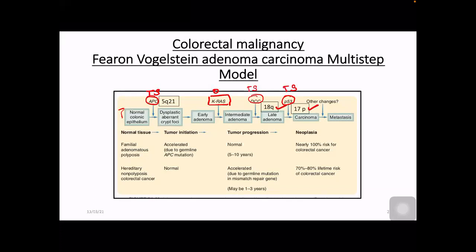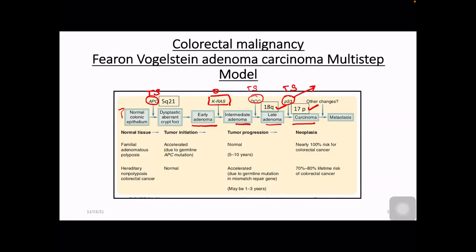Once there is an APC mutation, there is a dysplastic aberrant crypt focus, which is the first initial step, following which the tumor goes into early adenoma. After a KRAS proto-oncogene mutation, it becomes intermediate adenoma. Then further mutations occur in the form of a DCC mutation, which is again a tumor suppressor gene, and it progresses to late adenoma. The final step for the progression of adenoma to carcinoma is the P53 gene mutation. P53 is also called the guardian of the genome. This is the most important tumor suppressor, the mutation of which leads to the conversion of adenoma to carcinoma.